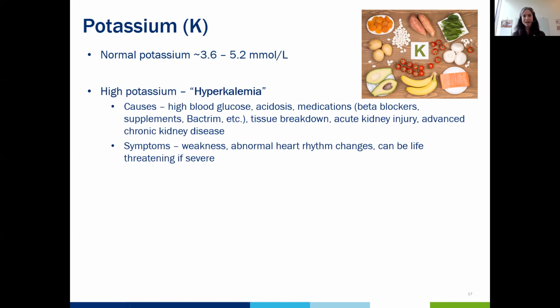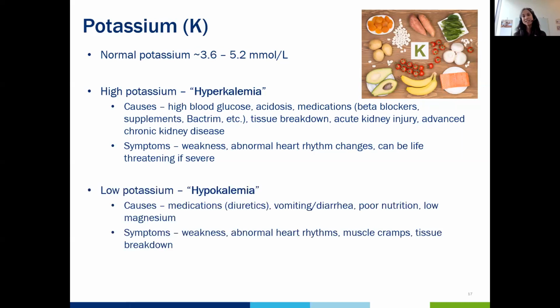Common causes of high potassium include high blood sugar levels. If your blood is quite acidic, different medications can cause potassium to go high. If you have advanced chronic kidney disease and have new kidney injury, that can also cause the potassium to go high. Symptoms that can happen when your potassium goes too high, things like weakness, you can have abnormal heart rhythm changes, and it can be potentially life-threatening, especially if you have severe or significant hyperkalemia.